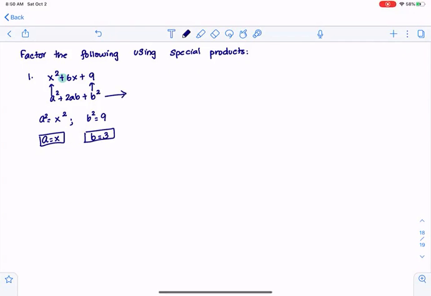And we know from special product 1, a squared plus 2ab plus b squared is a plus b whole squared. Now I just have to plug the a and b back. x plus 3 squared. So x squared plus 6x plus 9 is simply x plus 3 whole squared, which would mean x plus 3 times x plus 3.